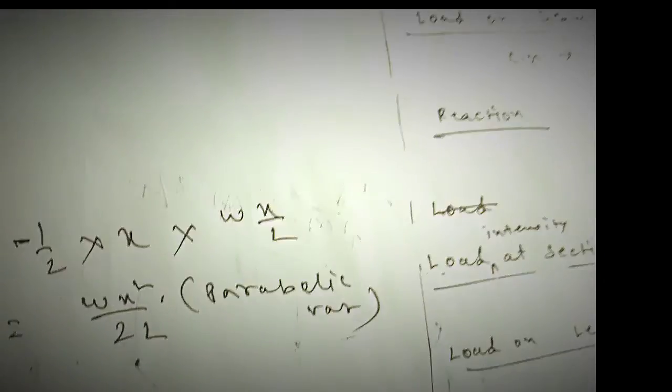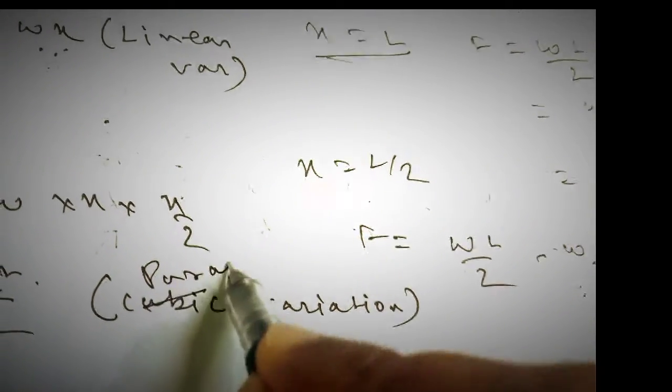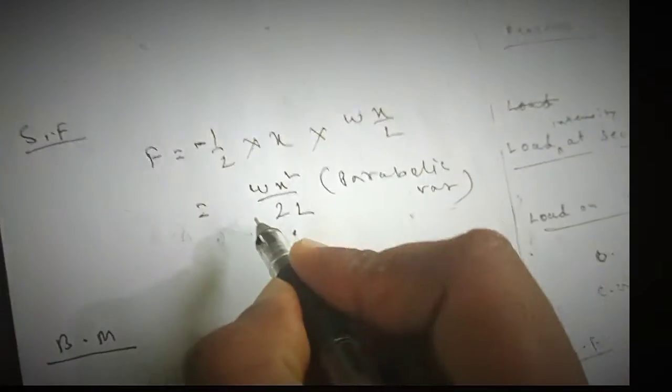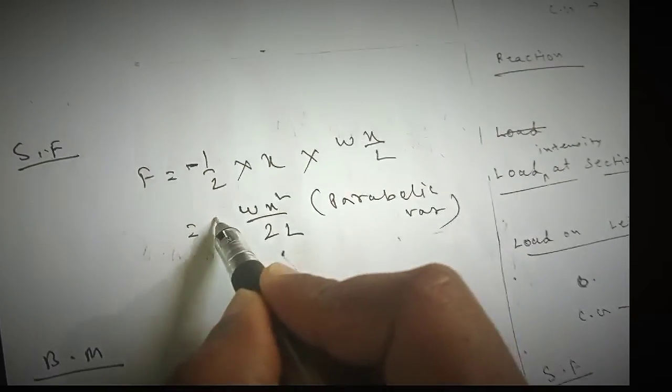Okay, before going further, let me say I made a mistake earlier. This is not a cubic variation, this will also be a parabolic variation. Earlier, in the simply supported beam subjected to UDL, by mistake I said it is a cubic variation. It is not a cubic variation, it will be a parabolic variation. So shear force is how much? Minus Wx square by 2L.